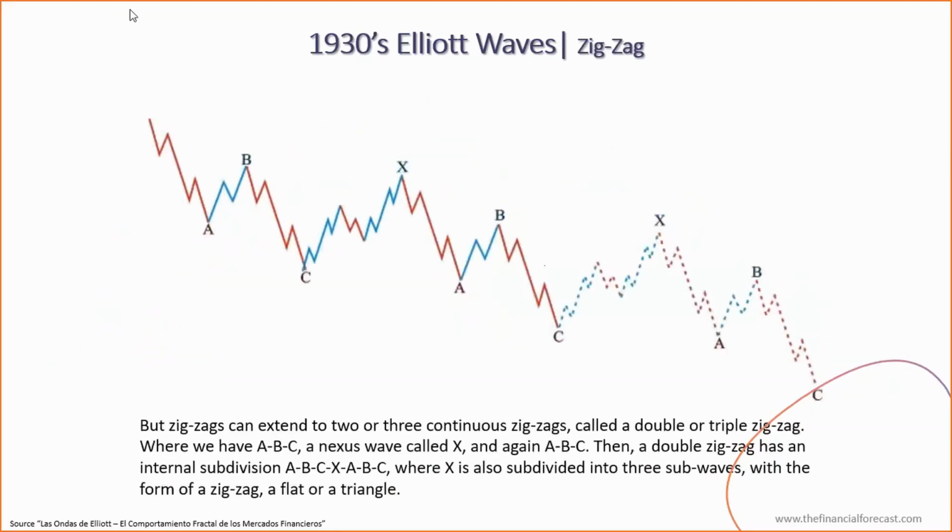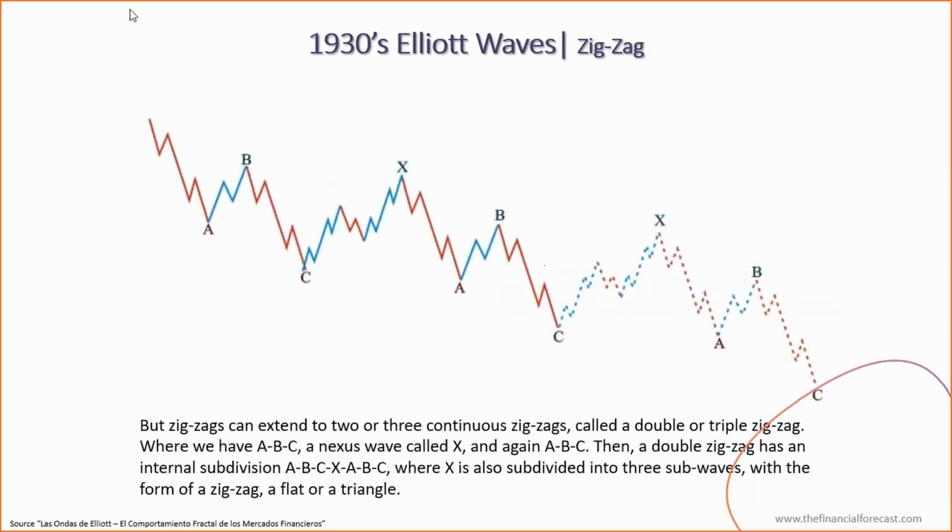But also, Elliott identified this zigzag pattern, these 3 waves. And these 3 waves can repeat up to 3 times, creating something similar to the pattern we saw before, a 5.